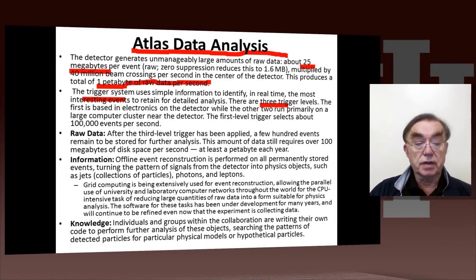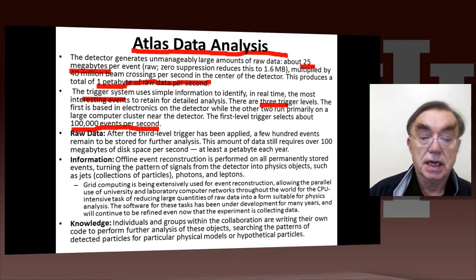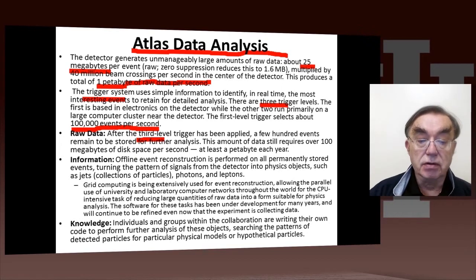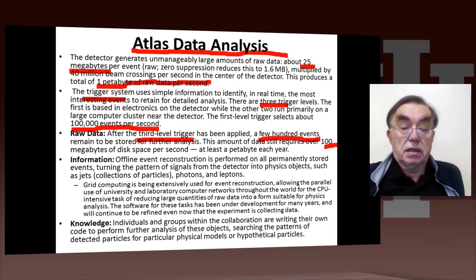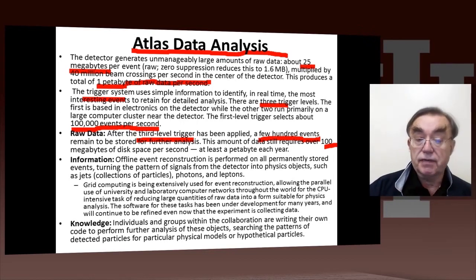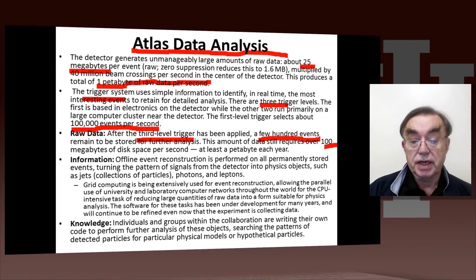So the basic hardware trigger gives us 100,000 events per second. And then after the final software trigger, we get a few hundred events per second. Even that is 100 megabytes of disk space per second and a petabyte per year. That petabyte per year is just the raw data. We would have additional data because we need this. We keep the transformation of this raw data. And we also would run so-called Monte Carlo data, which is the test data to try to understand the apparatus.